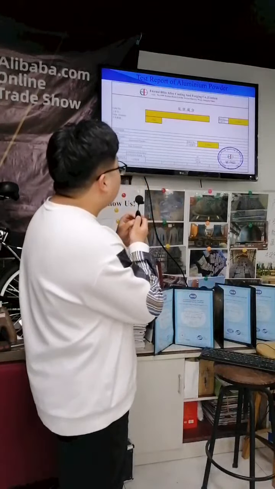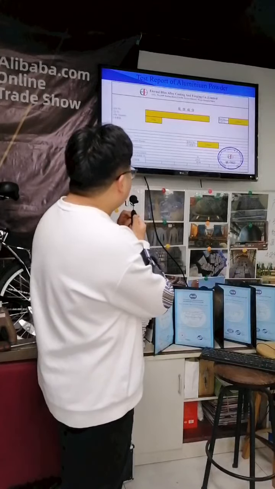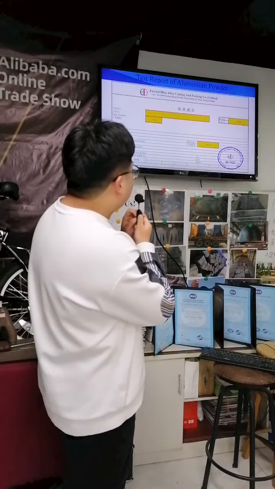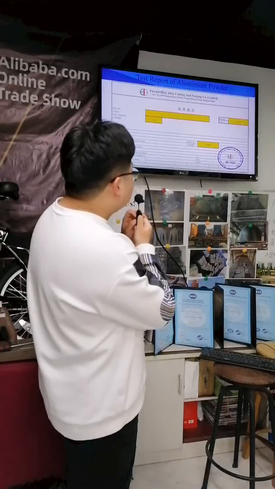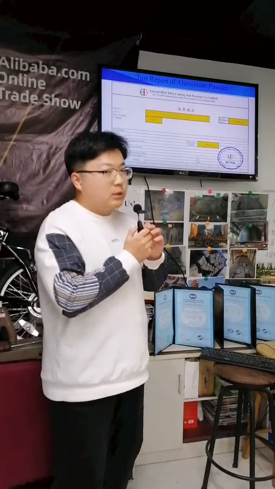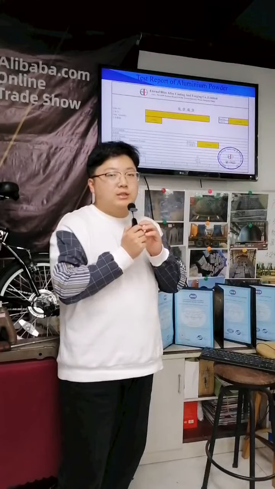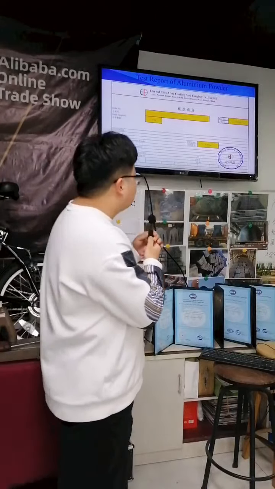There is a test report of EV aluminum powders. You can see there is an actual value of aluminum powder. You can see EV aluminum powder contains 99.9% aluminum. So you don't have to worry about the quality, and we have a well-done after-sale system. We will solve the problems.